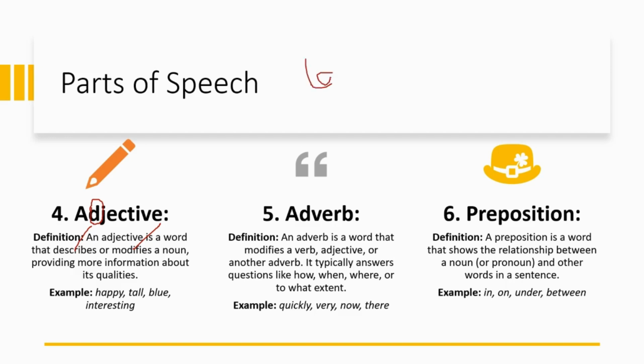Long tree, tall man, dark night, beautiful picture, happy mood, blue sky, interesting story. So these are adjectives. Interesting is describing the quality of a story. Blue is of the sky, tall is of the tree, happy is of a mood or person. So these are adjectives.